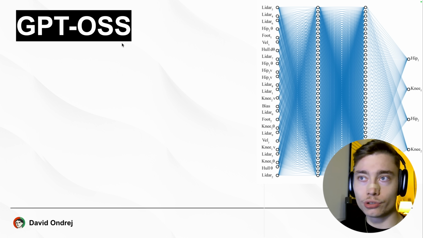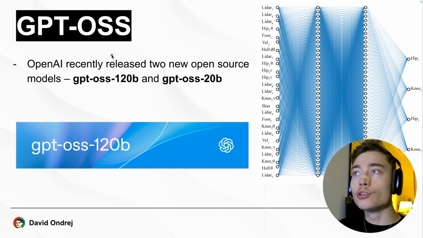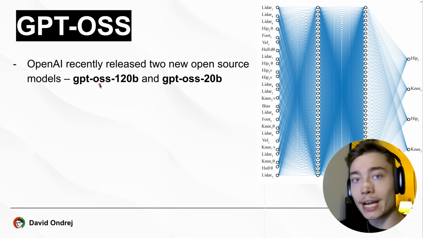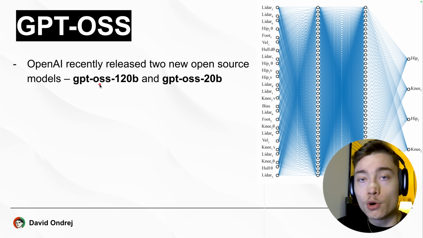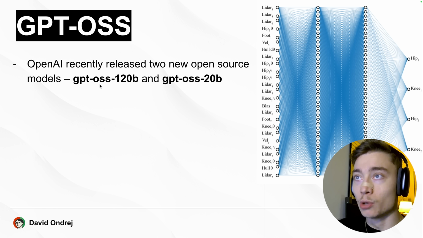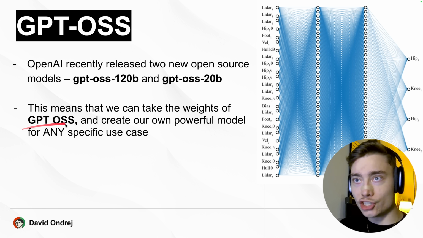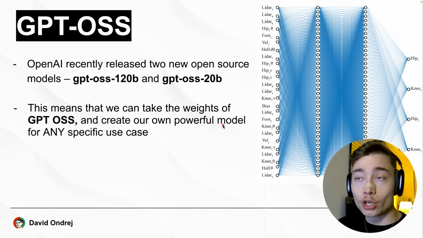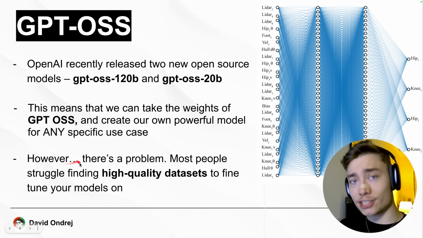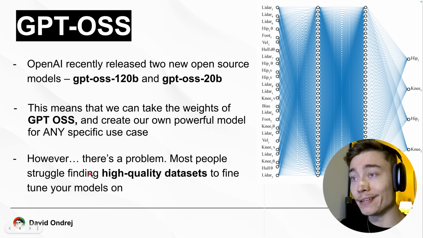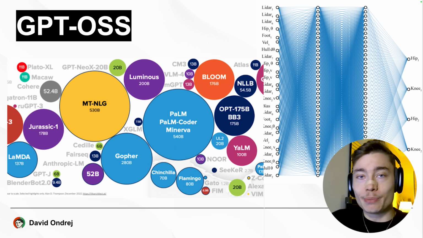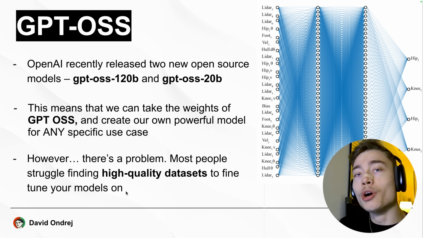Now, before you can fine-tune, you need to choose a model. OpenAI recently released two new open source models, GPT-OSS 120B and GPT-OSS 20B. Now, what makes the GPT-OSS models ideal for fine-tuning is that they are both really, really good and they are small enough to run locally. So we can take GPT-OSS and fine-tune the weights of it to create our own powerful model for any use case you want. However, there's a problem. Most people struggle with finding high-quality datasets to fine-tune your model on. And without a dataset, you cannot begin fine-tuning. So later in the video, I'll show you how to solve this problem.